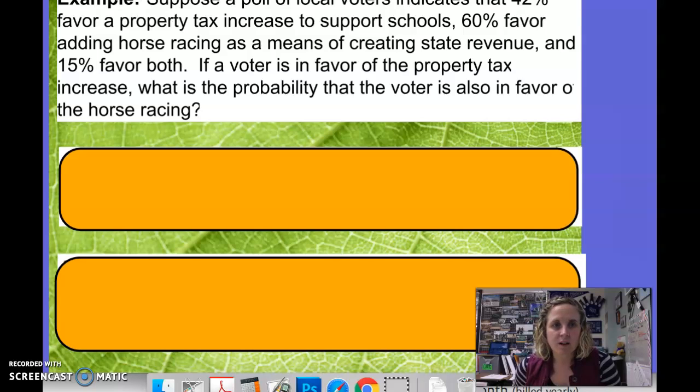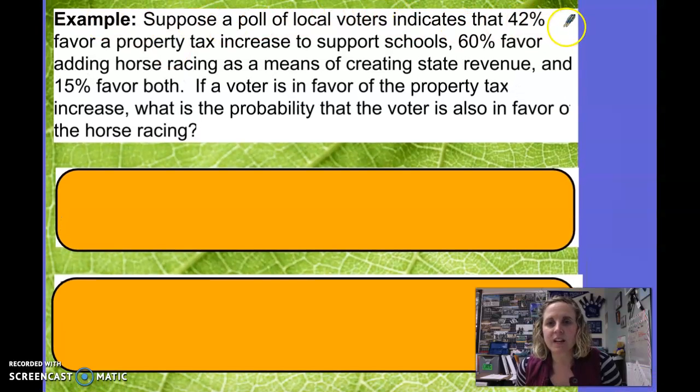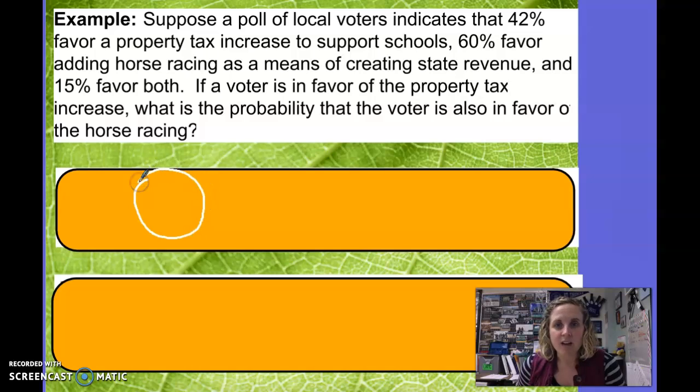Suppose a poll of local voters indicates that 42% favor a property tax increase to support local schools, 60% favor adding horse racing as a means to create state revenue, and 15% favor both. So I would start with my Venn diagram on this. With my Venn diagram, I've got property tax, I've got horse races, and I've got 15% in the middle, and it says 42. Well, that includes the 15.